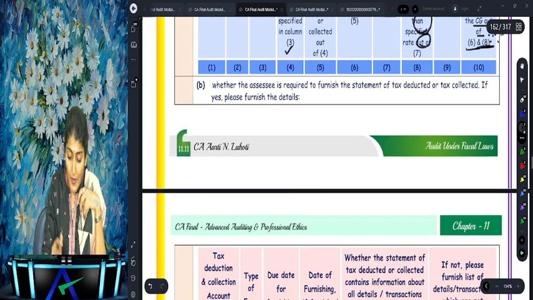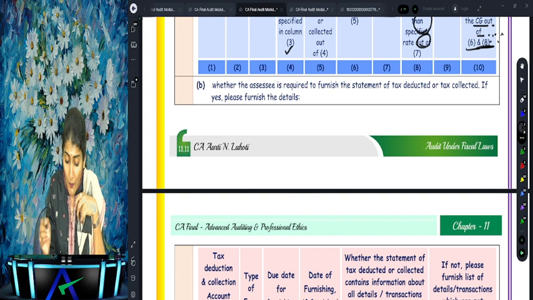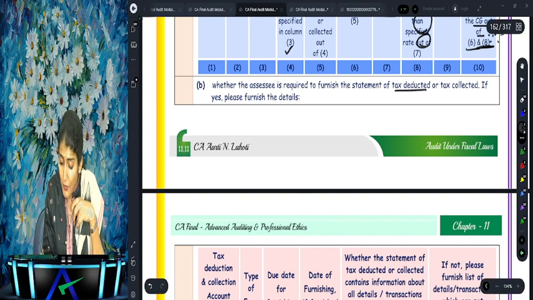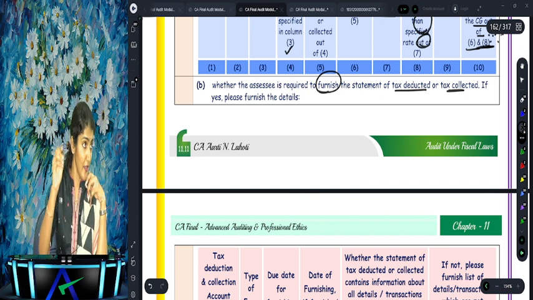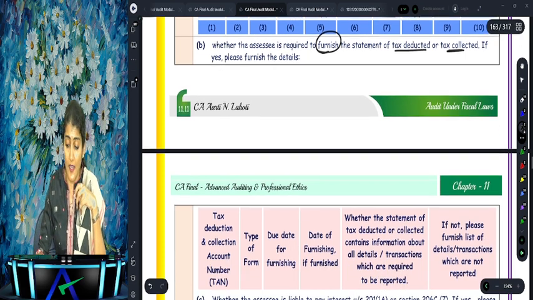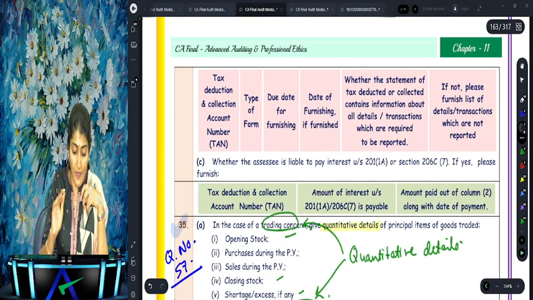Right, so then whether the assessee is liable, required to furnish the statement of tax deducted or tax collected. So again, you need to file the return and furnish the statement of the tax deducted or the tax collected. If yes, again, what does it say?